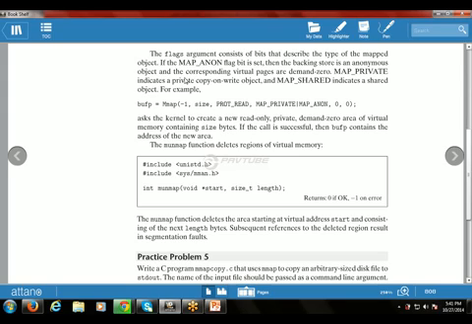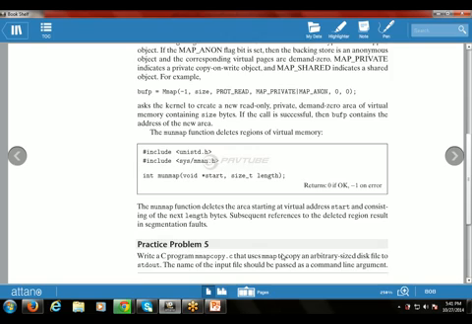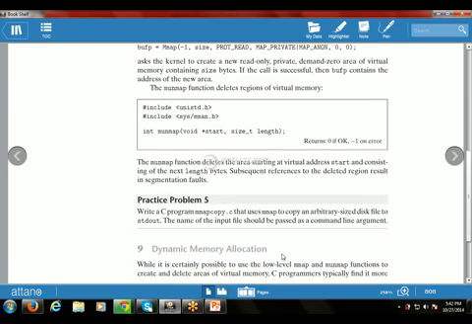how the mmap function is used. Then next is the munmap function, which deletes a region of the virtual memory. That is the role of the munmap function. The munmap function deletes the area starting at the virtual address start and consisting of the next length bytes. So it deletes the area that starts at the virtual address and consists of the next length bytes. Subsequent references to the deleted region result in segmentation faults.